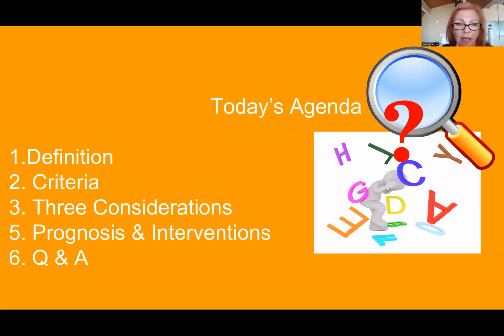So on the agenda today, we're going to talk about the definition of ADHD, and we're going to talk about the criteria, and then we're going to talk about 3 different ways to consider ADHD. And then we're going to look at the prognosis, and we're going to look at interventions, and then we'll have questions and answers. So next.